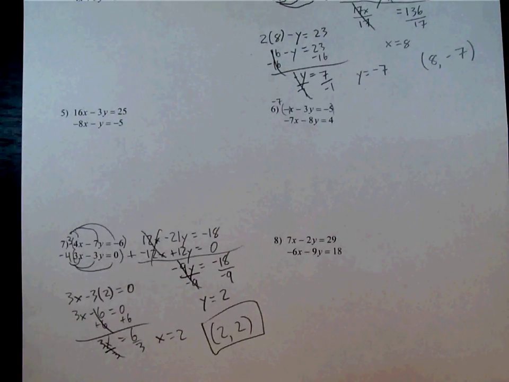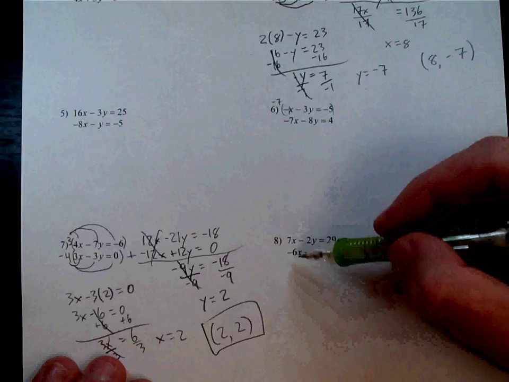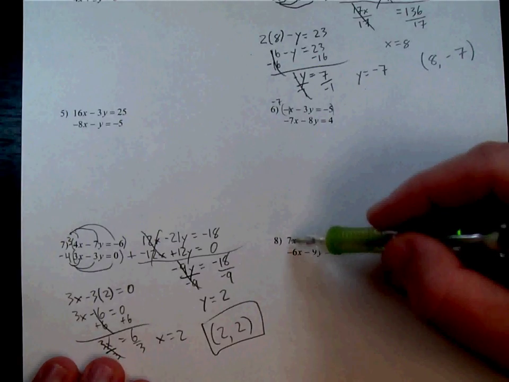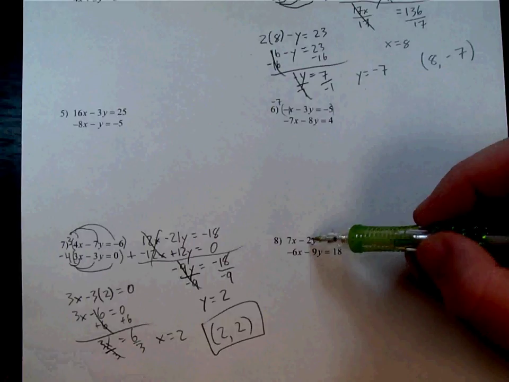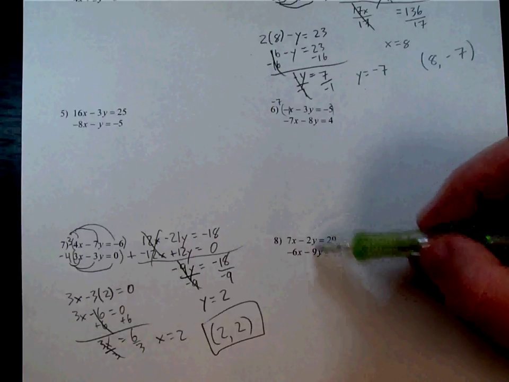And number 8 will work similar to that. 6 and 7, they make kind of a big number. They make a 42, so I don't know if we want to do 42. 2 and 9, they both go into 18. That's a little smaller. I'd probably try and make a positive and a negative 18 on number 8.